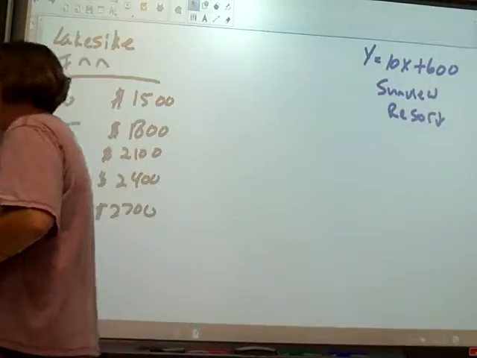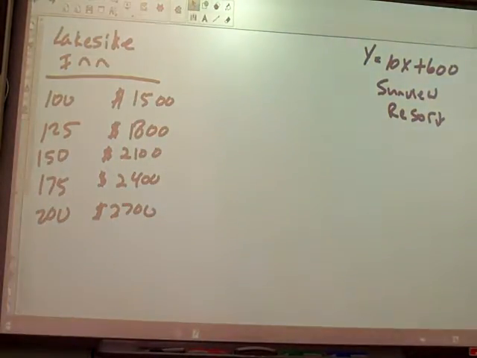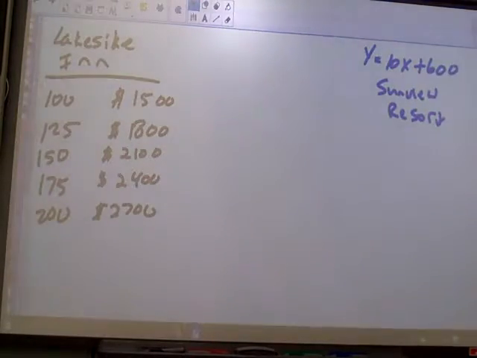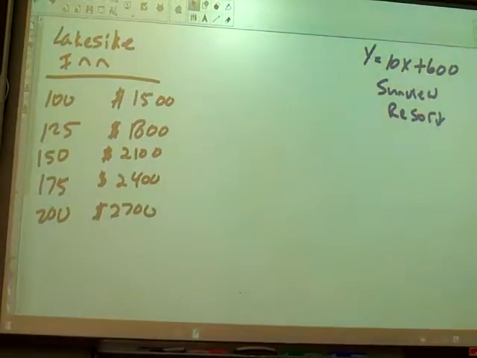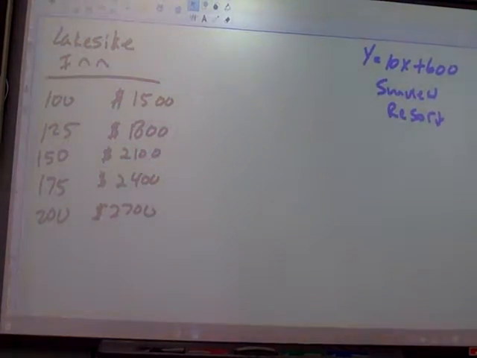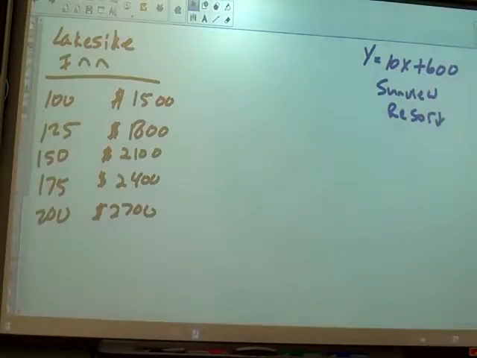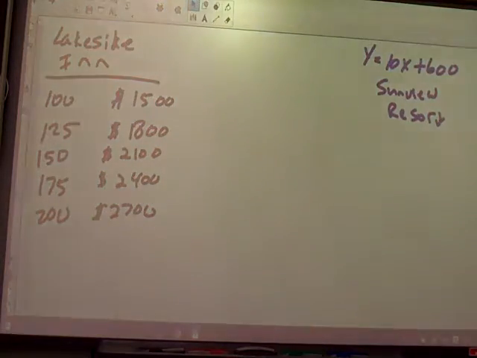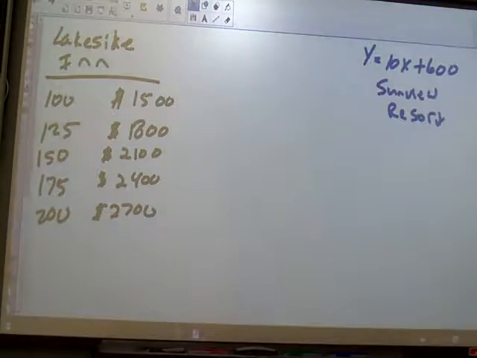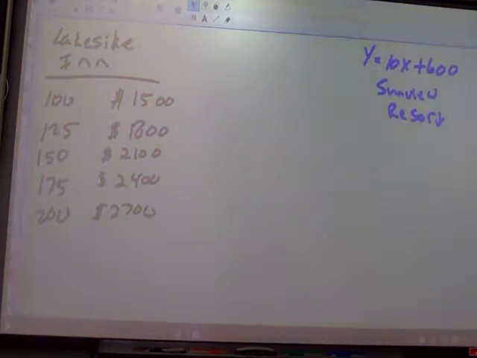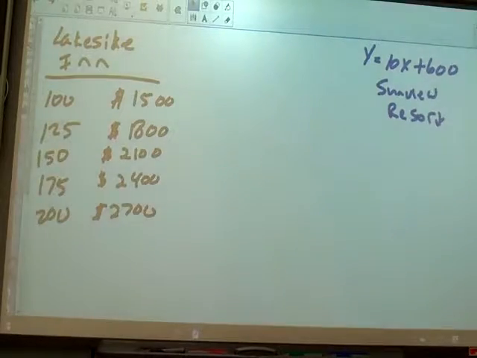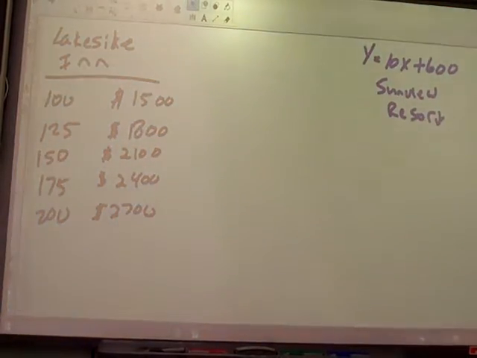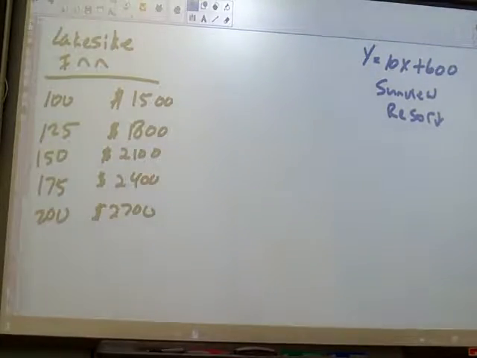Okay, let me tell you about what we've got right here. New problem. You ready? It says two prom venues charge a rental fee plus a fee per student. The table on the left in black shows the total cost for different numbers of students at the Lakeside Inn. The total cost in dollars for students at the Sunview Resort is given by the equation on the right in blue. So we've got two choices for where we're going to have the prom.